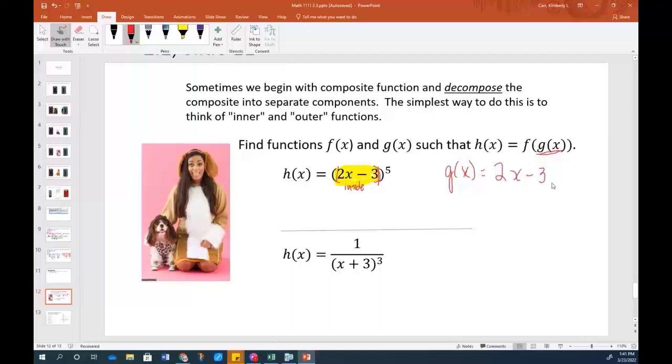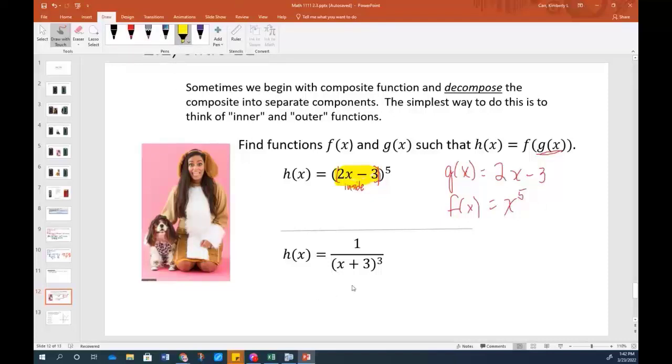Now, besides the 2x minus 3, what is left? Well, that's the outside function. So f of x is something raised to the 5th. I really don't need those parentheses, but I do need a placeholder. So rather than the parentheses, what is it we use for a placeholder? The x. So now I just looked at what the inside is and wrote it down. And then essentially for this outer part, I'm saying, if you take what that is and raise it to the fifth, you'll have it.